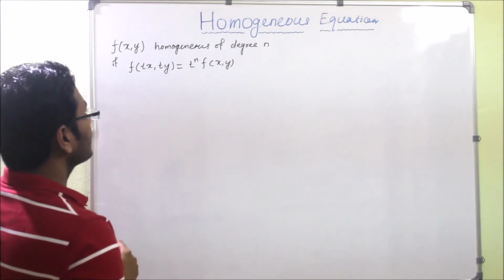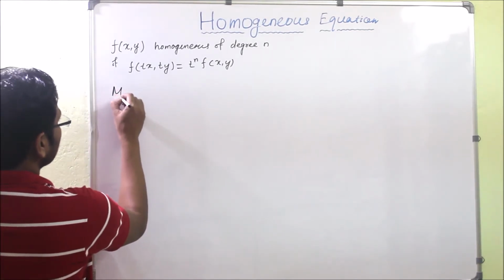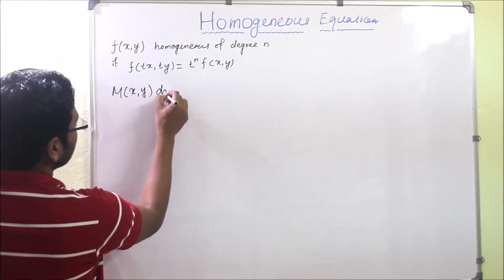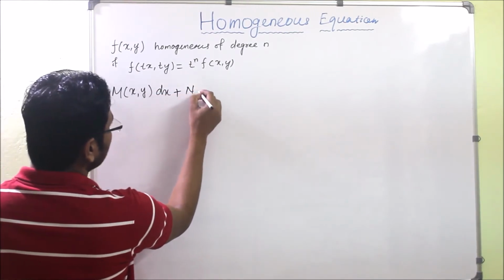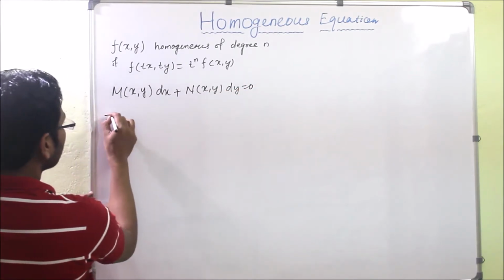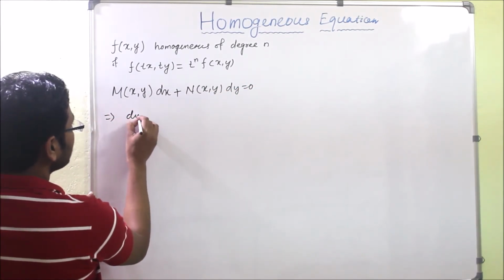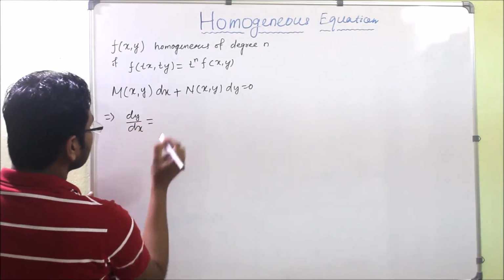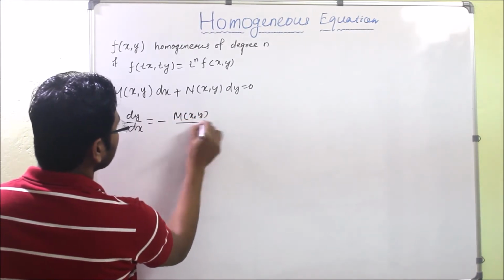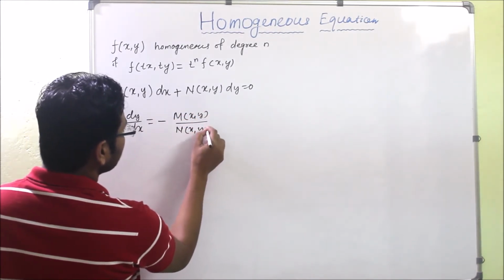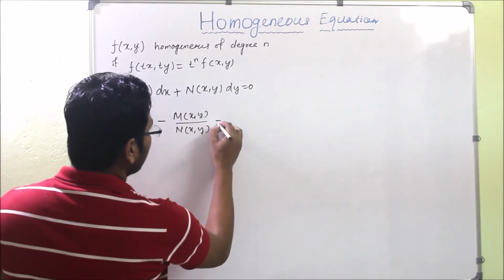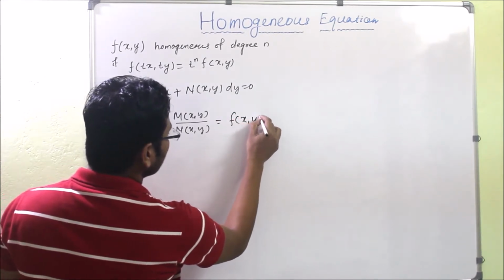Now if we have a differential equation of this type, M of x y dx plus N of x y dy equal to 0, then we can write it as dy by dx equal to minus M of x y by N of x y, or simply we can write this function as f of x comma y.